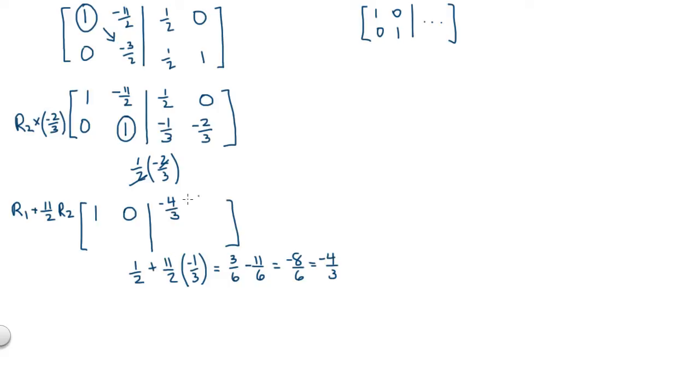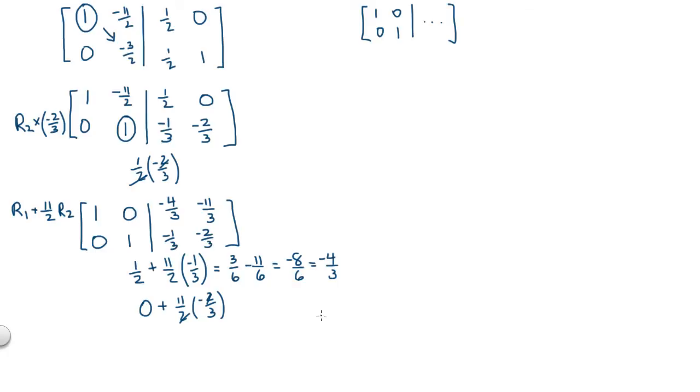All right, and then for the very last element in this row here, remember we're doing row 1 plus 11 halves of row 2. So we're getting 0 plus 11 halves times minus 2/3. And if we just cancel the 2's there, that's going to give us minus 11/3. And our bottom row is not going to be changing.